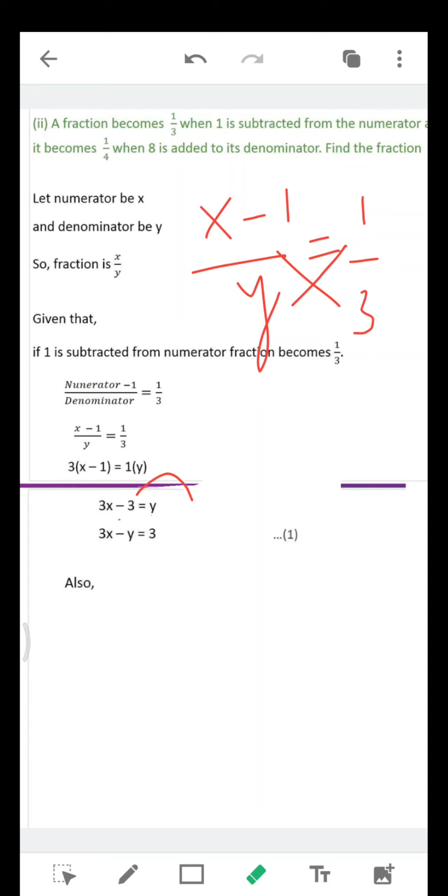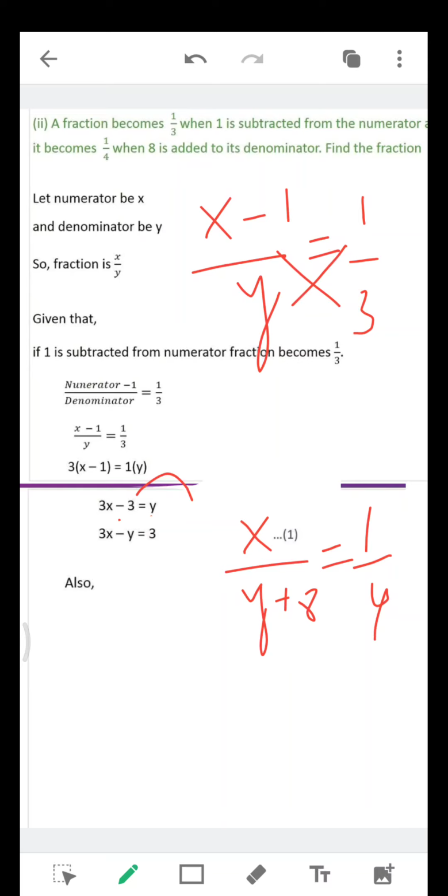Now we have the second condition. If 8 is added to the denominator, x by y is our fraction. If I add 8 to the denominator, the fraction becomes 1 by 4. Can anybody guess what the fraction is? If 1 is subtracted, it becomes 1 by 3. If 8 is added, it will be difficult for us to guess our answer. We can solve it easily by using linear equations.